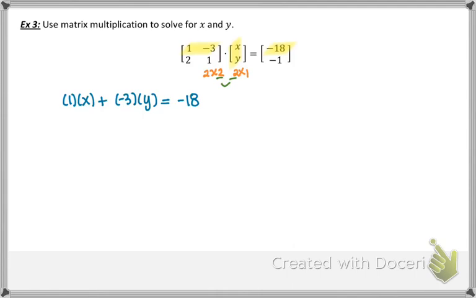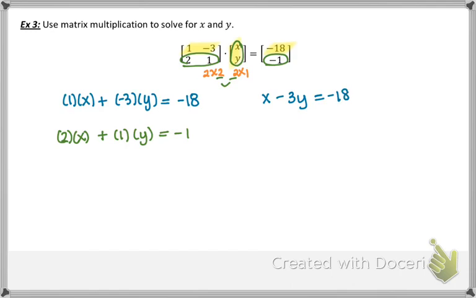Okay, and then how about the negative 1? In order to get the negative 1, which is in the second row, first column, I had to multiply the second row by the first column. So that would be 2 times x plus 1 times y in order to get this negative 1. And so we have 2 equations, and guess what they look like? x minus 3y equals negative 18, and 2x plus y equals negative 1, and I bet you know how to solve for x and y.